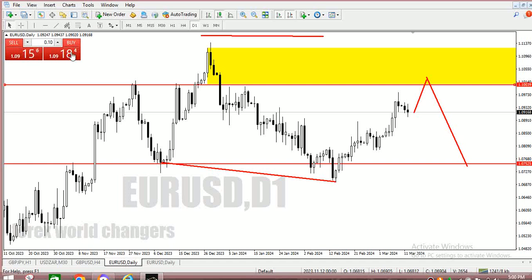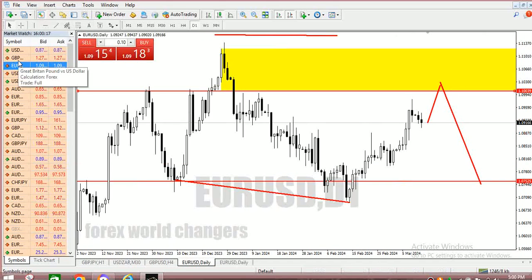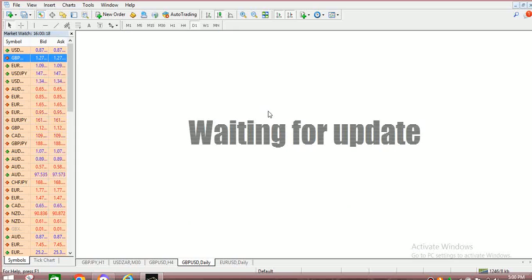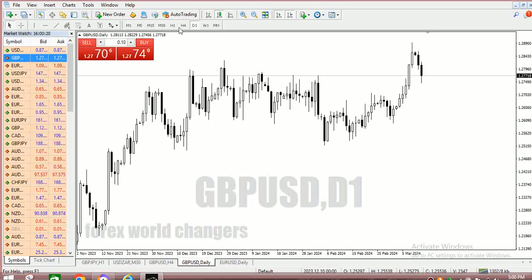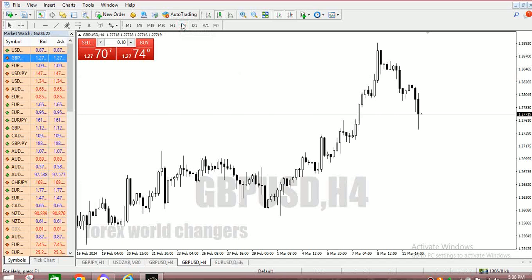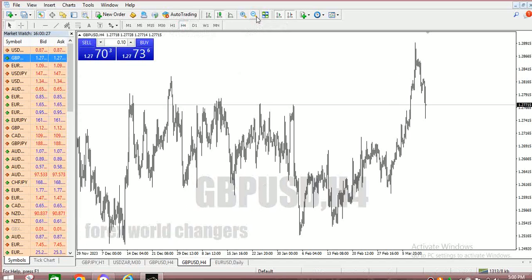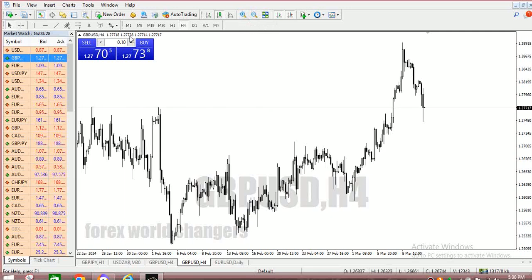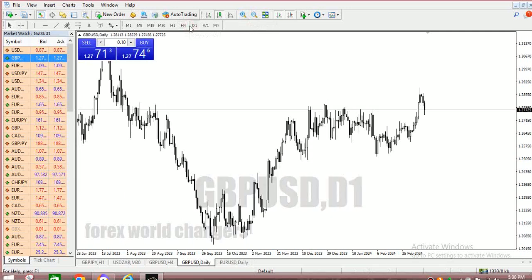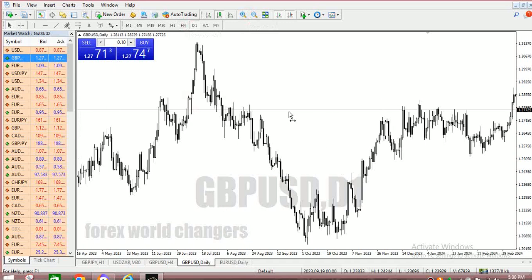EURUSD is a very nice setup. So let's look for some other setup. Let's look at the pound USD. I haven't checked. These are the things I do blindly. It's not that I practice which I'm gonna analyze. No, I just go and I do my thing.